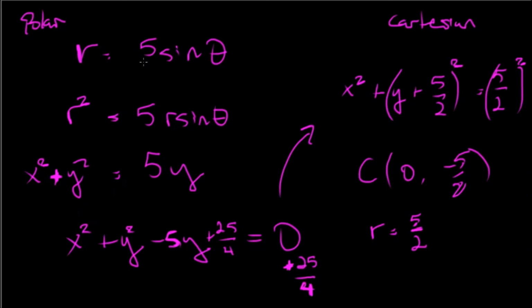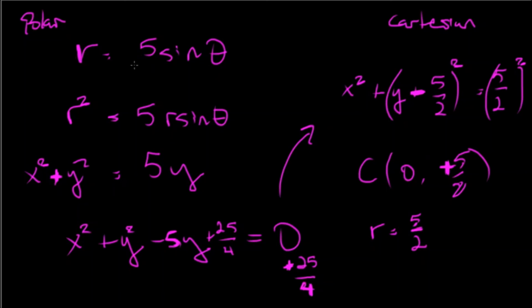That doesn't feel right. Where did I make a mistake? Oh, this is negative down here. So this up here needs to be negative. So our center is actually a positive 5 halves. Sorry about that. Little mistake.